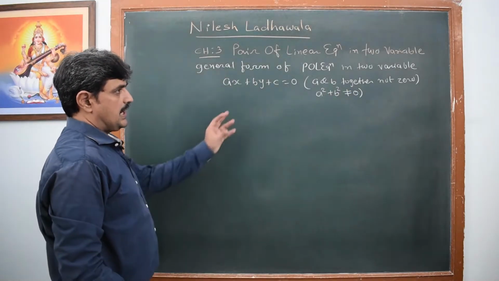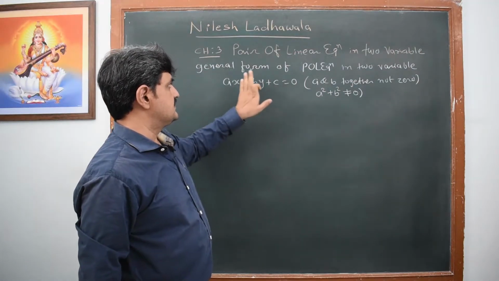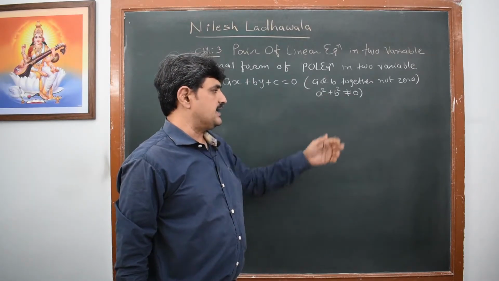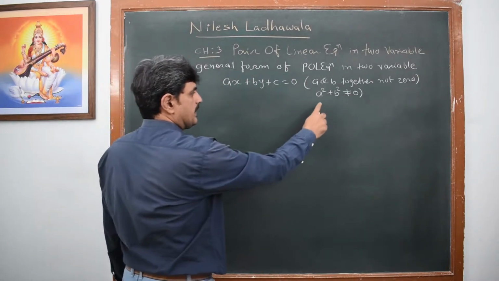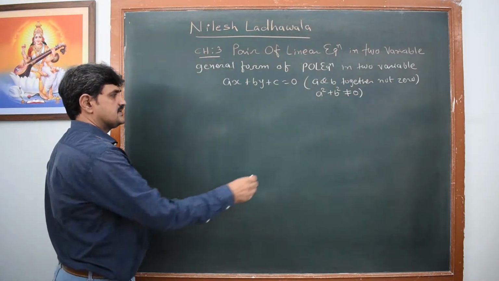So you may be asked in one marker that ax plus by plus c equal to 0 is a linear equation in two variable when this condition holds. So you should remember the condition that a square plus b square is not equal to 0.